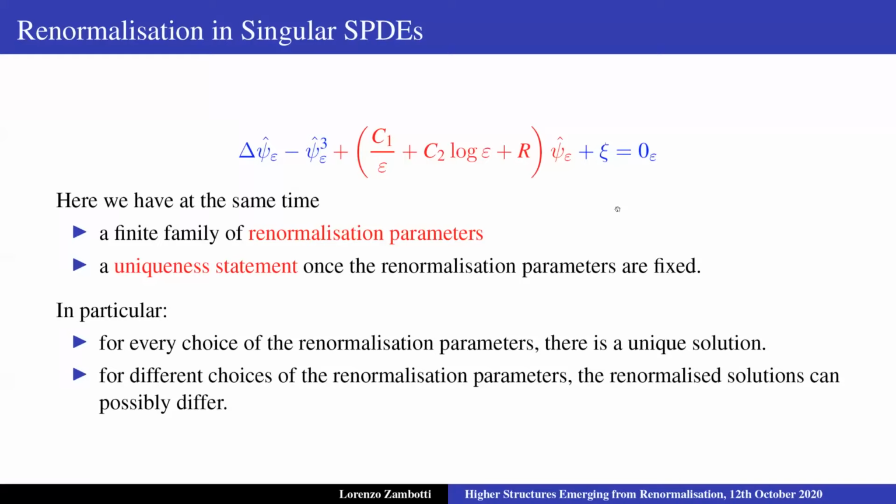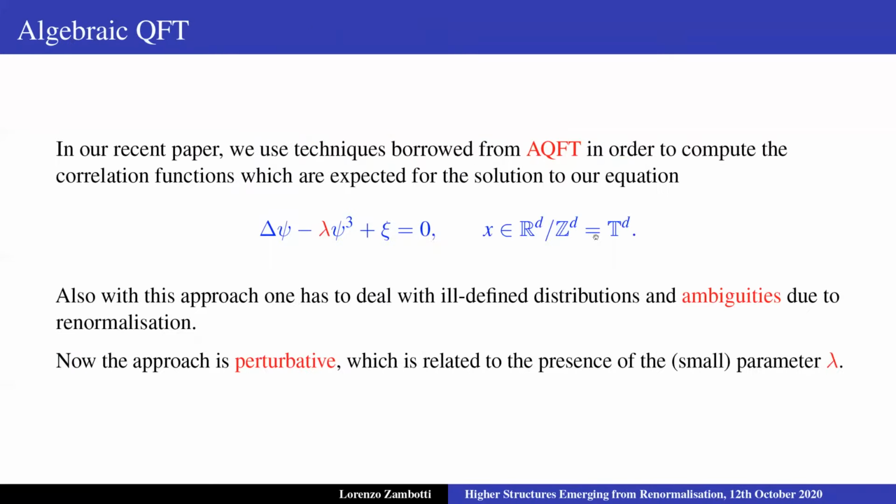Okay, this is, I think, the last slide on this part, and then I move to the algebraic QFT side of the story. In this recent preprint, we use techniques which are borrowed from algebraic quantum field theory in order to compute essentially the correlation functions which are expected for the solution to this equation. Okay, so now we need the small parameter lambda. Therefore, the approach is perturbative.